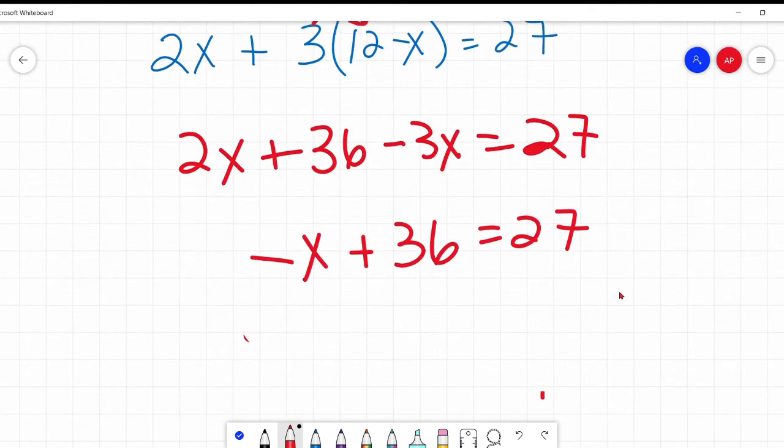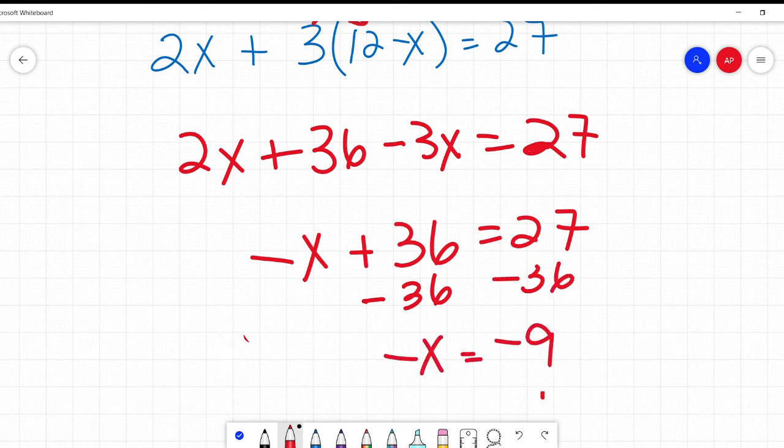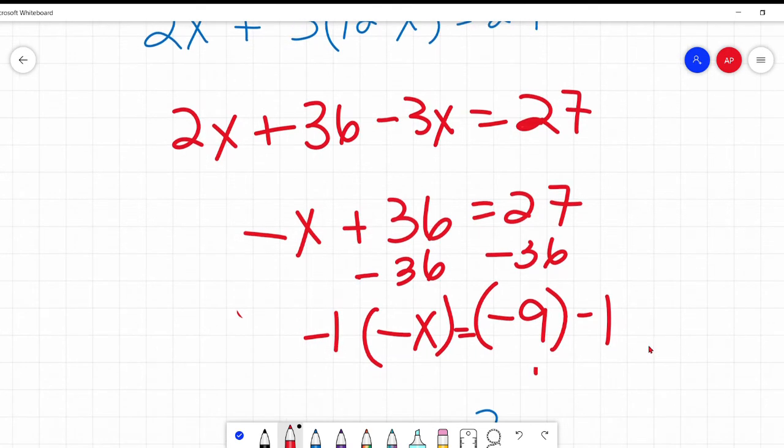Then I'm going to solve for x first by subtracting 36 from both sides. And I get negative x equals negative 9. Then to get rid of that negative, I'm going to multiply both sides by negative 1. And that gives me x equals 9.